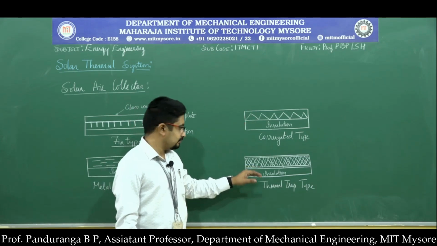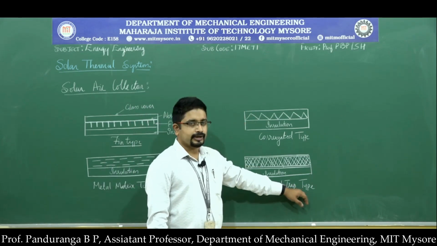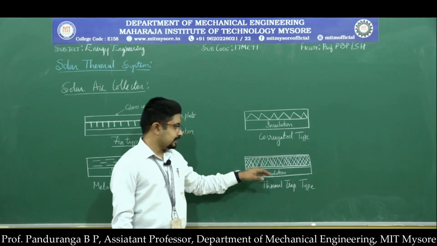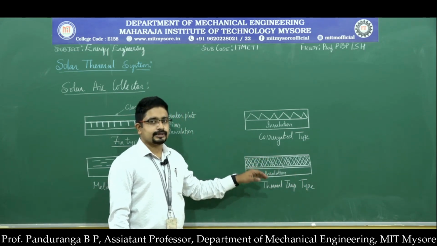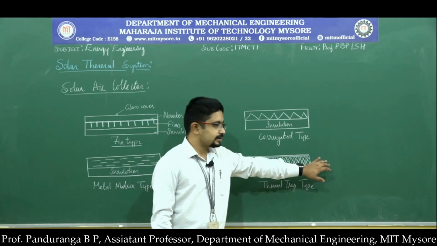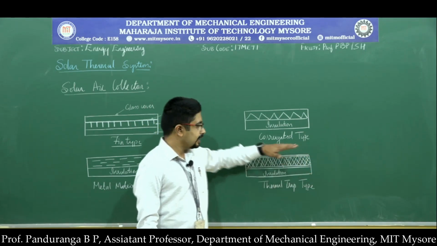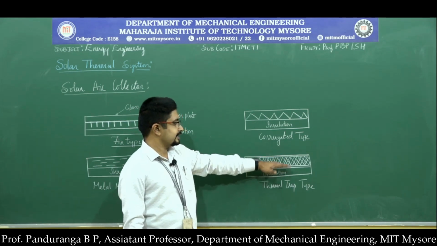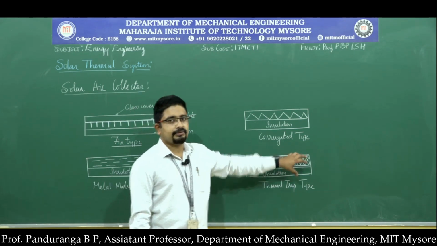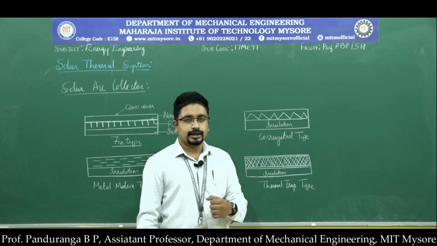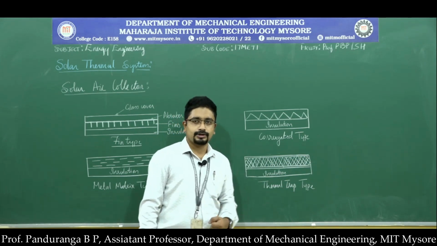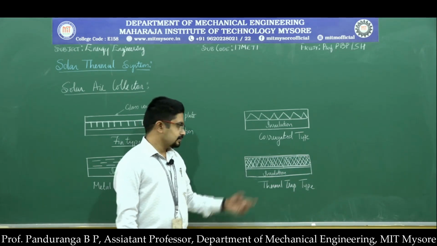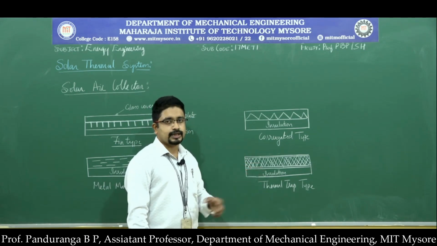In the next variation, we have the thermal trap type, where we have a similar arrangement. At the bottom we have the insulator, and on the two sides it will be insulated, and at the top we have the glass cover, and between the insulator and the glass cover there will be a material which stores heat energy for a longer duration of time. So the air will be made to flow through that material.